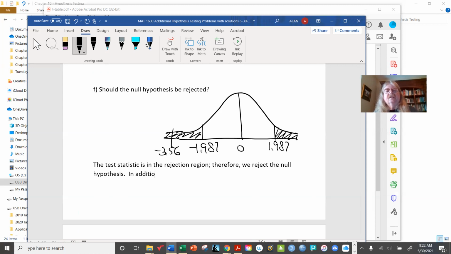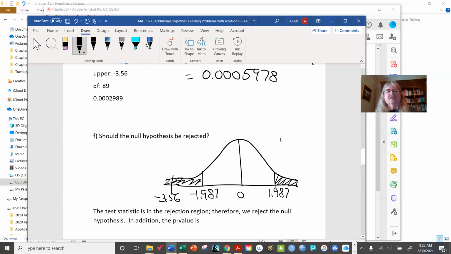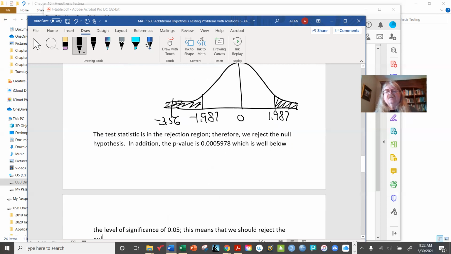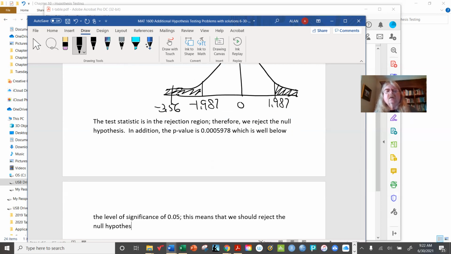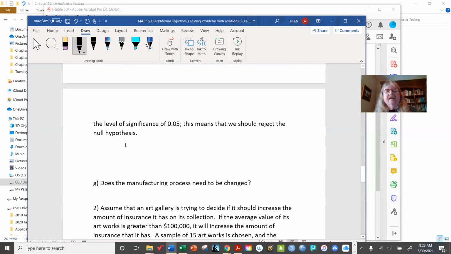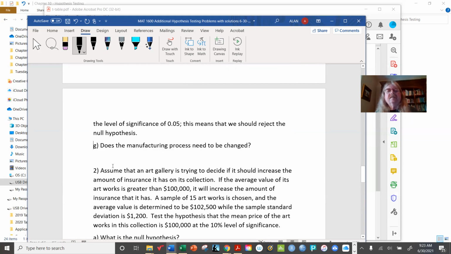In addition, the p-value is 0.000978, which is well below the level of significance of 5%. This means that we should reject the null hypothesis. So basically, we've done it in two equivalent ways. Either way, we're going to get the same result, which is that we should reject the null. And then at the end, does that mean that we should change the manufacturing process? The answer is yes. Okay.